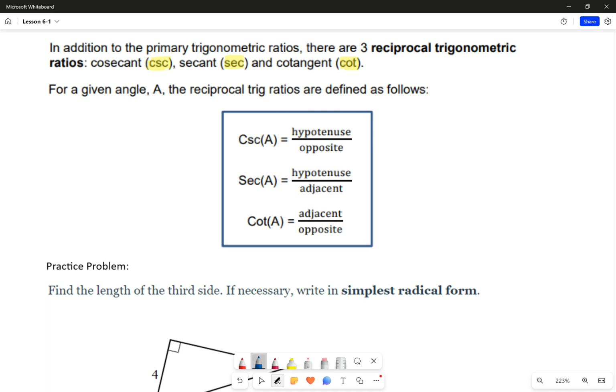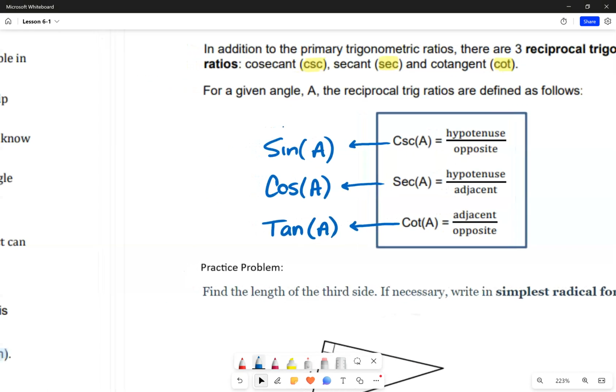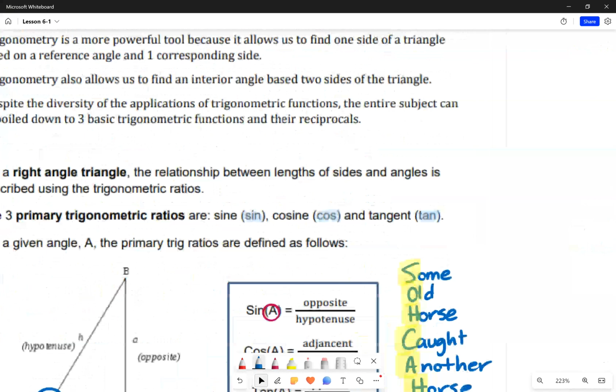So reciprocal means you are going to take the original ratios and flip them, okay? So what I want you to notice here is that cosecant is the reciprocal of sine of angle A, keeping the same angle. Secant is the reciprocal of cosine of angle A, and cotangent, which is the closest in name, is the reciprocal of tangent of A. So you will notice that they are just a flip of one another.